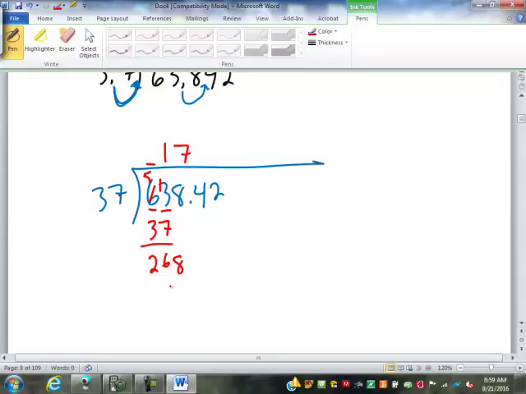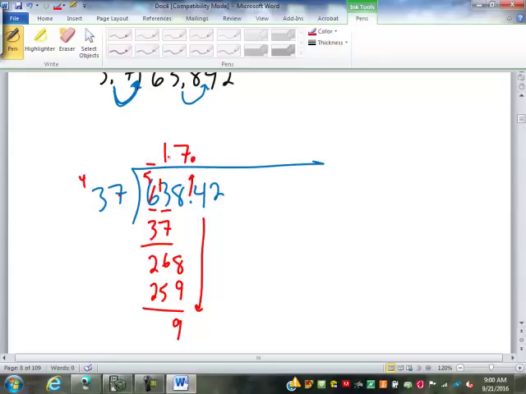So 7 times 7 is 49, so 9 carry the 4. 7 times 3 is 21, plus 4 is 25. So that does go. We subtract. We've got 9 there. Can we bring down the 4? Not quite yet. What do we have to do first? We have to move the decimal point up.